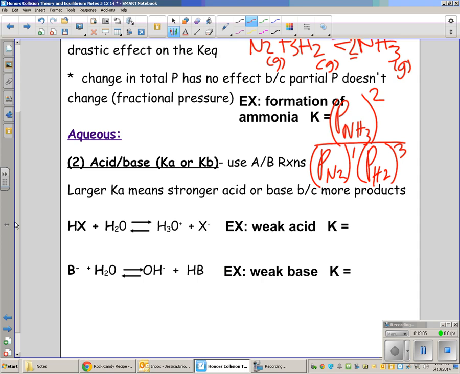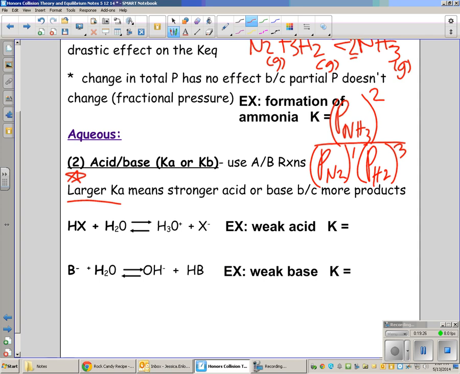Aqueous, a lot of times you'll see it as KEQ, or if it's talking specifically about acids, you use Ka, or if it's specifically about bases, you use a Kb. It's still the same thing. We're going to put products over reactants. And do you remember this one? Larger Ka means stronger acid, larger Kb means stronger base. Strong means what here?